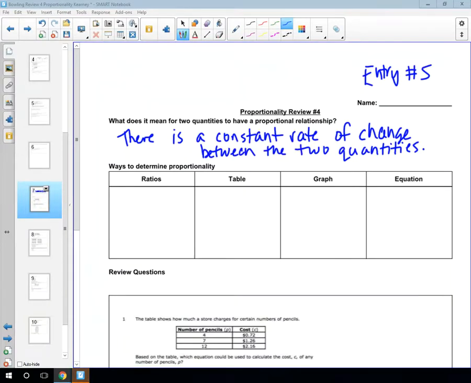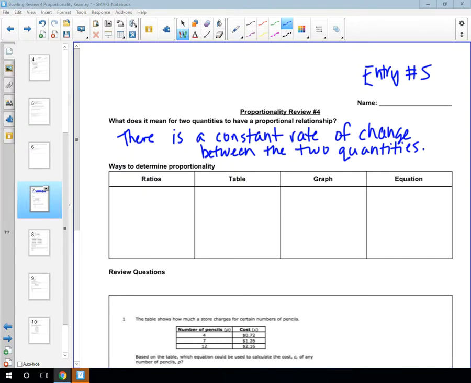For example, driving at a constant speed is a proportional relationship, because if you're going 60 miles an hour constantly, that means in 2 hours, you should be able to go 120 miles. In 3 hours, you should be able to go 180 miles, and so on and so forth. Proportional relationship looks like it's just a constant rate of change. Now, there are 4 ways that you can determine proportionality.